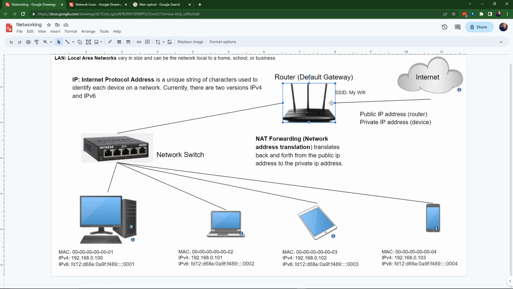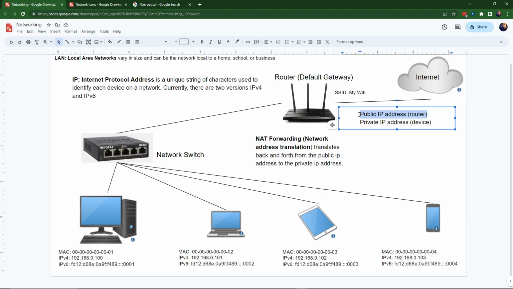So the router has to have a way of finding each of these devices. So they have a private IP, which is what we're looking at here. The public IP is on the router, and that's very important. That's what everyone else sees. It also means that in a lot of ways, the public IP address can be used to track you.